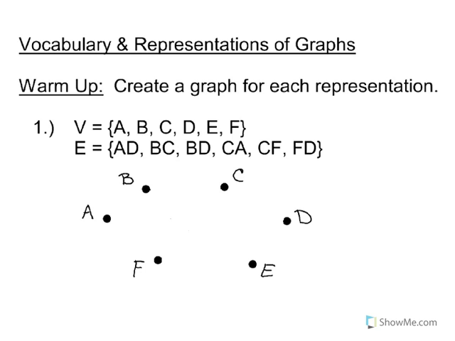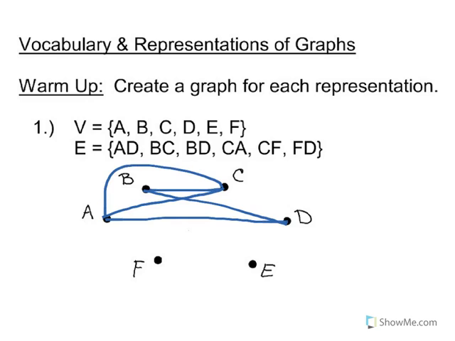Now all I need to do is draw the edges as listed. So the first one is AD, so I'm just going to connect A to D. And then I have BC, BD, CA. Remember, it's okay to have lines cross. If you prefer, you could draw it going around the outside of B, so you could have done this instead if you don't want the lines to cross. But again, it's perfectly okay for the lines to cross.